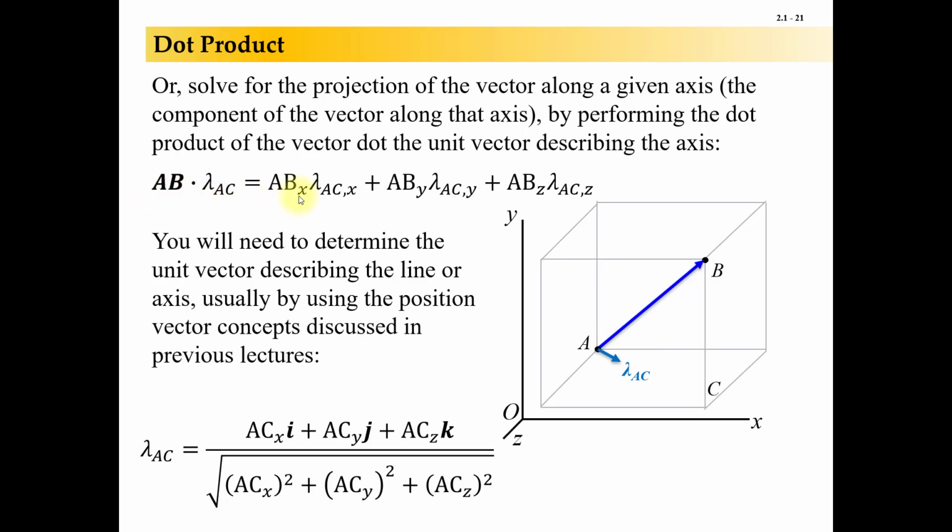So if we do this vector AB and dot it against lambda AC, so AB dot lambda AC, that actually will then give us the projection of AB along this line AC, or like the component of it. We usually say component in a 2D sense, but yeah.